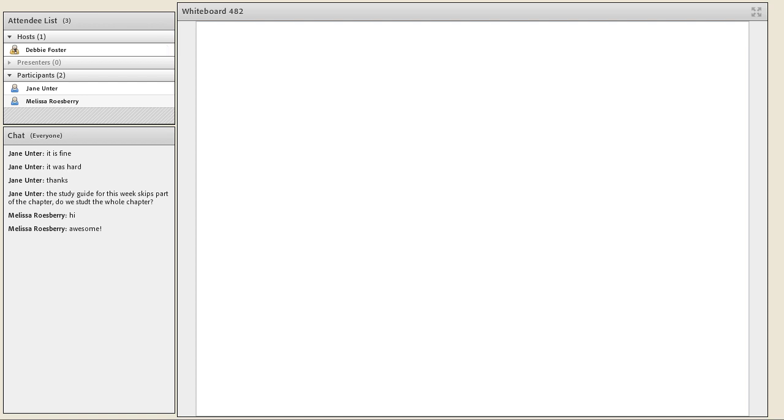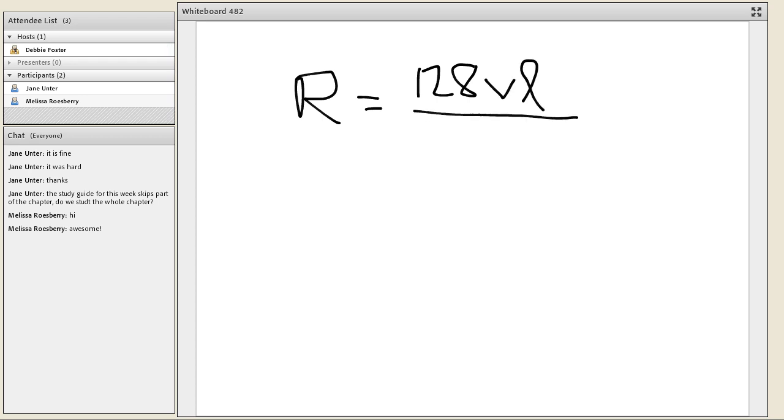So resistance, I tried using my tablet and it was just as bad as using the whiteboard and it took longer. So that's why I still use this. I apologize for how messy this is, but like I said, my tablet wasn't really much better and it was slower. Okay, over pi, which is a constant, as you know, diameter to the fourth. Okay, so this is what resistance is.